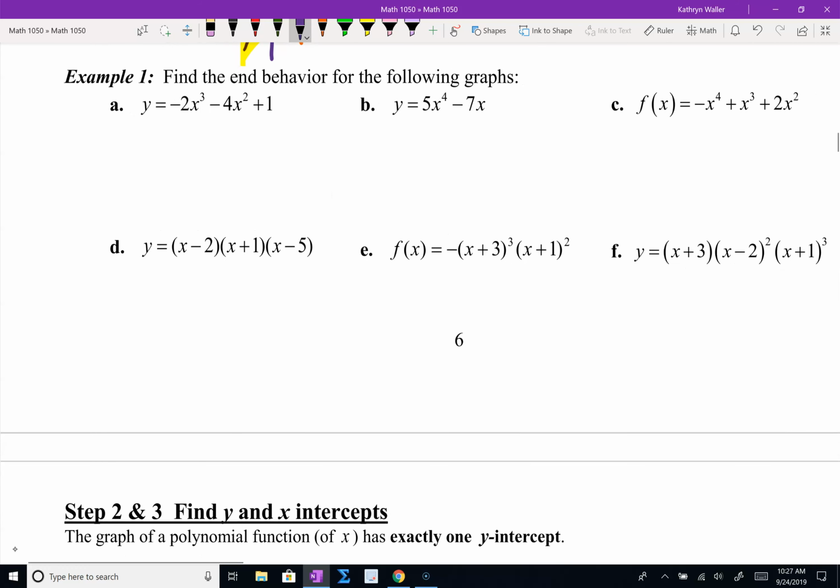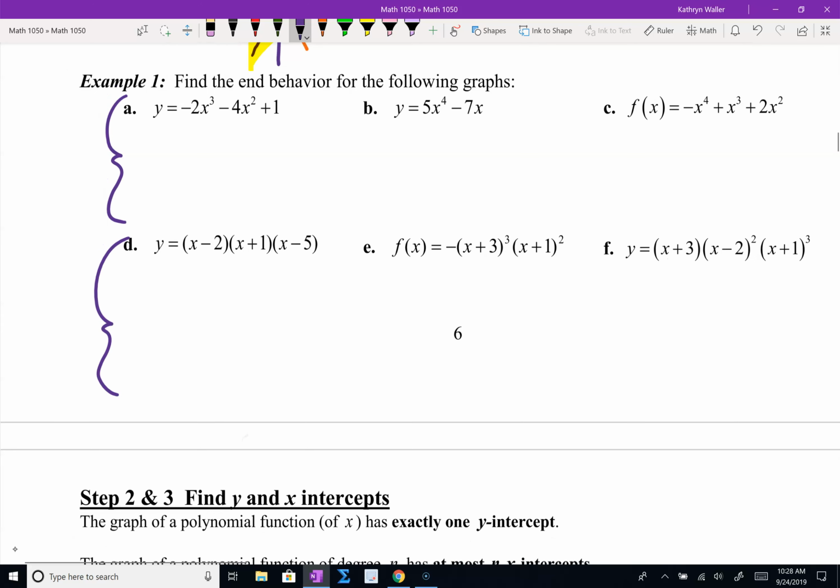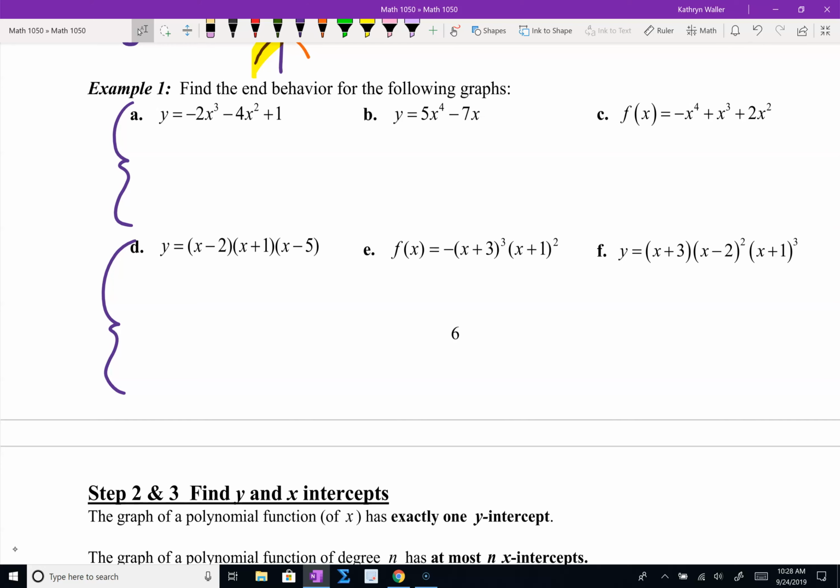All right, example 1. I want you to hook those three together, and I want you to hook those three together because they're different. You're going to do them in different ways, and I don't want you to get confused, okay? Look at example 1A. You guys see the 1? It affects the graph, but it does not determine the end behavior, so I want you to get rid of it. Same thing with the negative 4x squared. It affects it, but it doesn't dominate it. So the thing that dominates it, you guys, is the biggest exponent, which is right there.